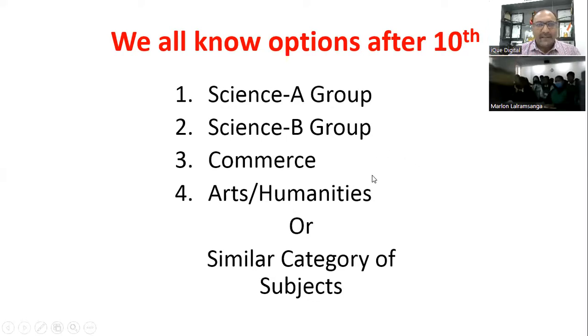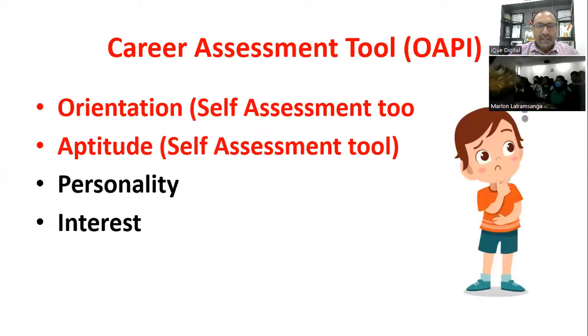So you can put yourself on mute. Perfect. So as we all know, after 10th in the current central board system, either you go ahead and take up science A group where you study a combination of physics, chemistry and mathematics, or science B group where you study physics, chemistry, biology, or you study commerce related subjects or arts, humanities related subjects. When we talk about career on a larger scale, there are 4 parameters which are extremely important for each student to understand about self in order to take the right decision as far as career is concerned.